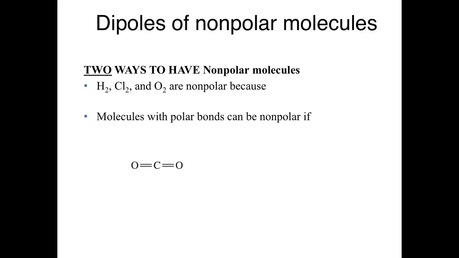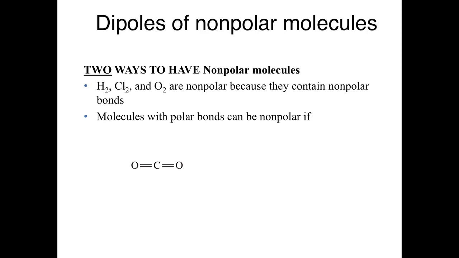In the same way that we can describe the dipole of a bond, we can also describe the dipole of the molecule. And first, let's talk about when you can have a nonpolar molecule. In the first example, we have H2, Cl2, and O2. All of these molecules are nonpolar. Can you think of the reason why?